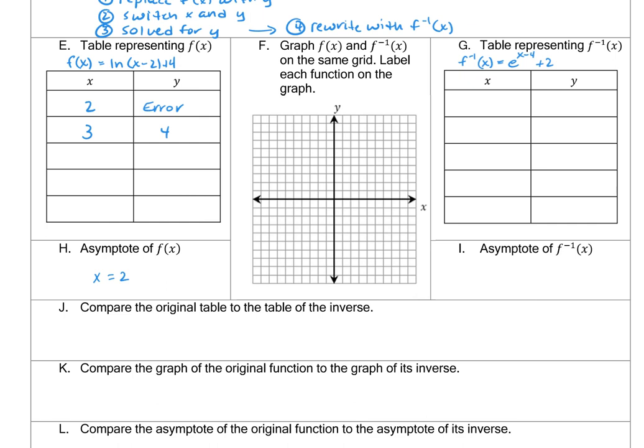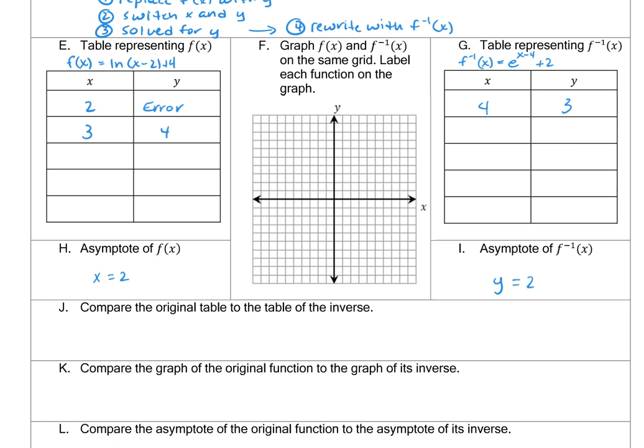All right, and then if we're going to write a table for e to the x minus 4 and then plus 2. Let's see what we have there. All right, our asymptote here is going to be y equals 2. We have 4, 3. All right, this is going to be fun.